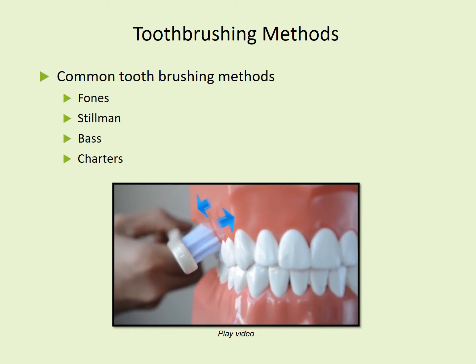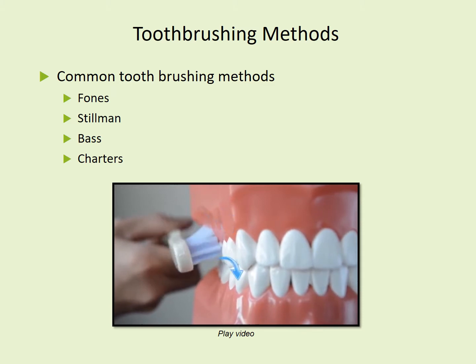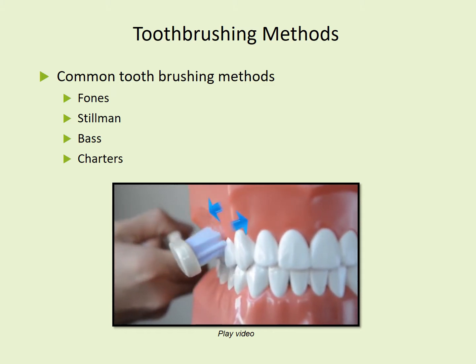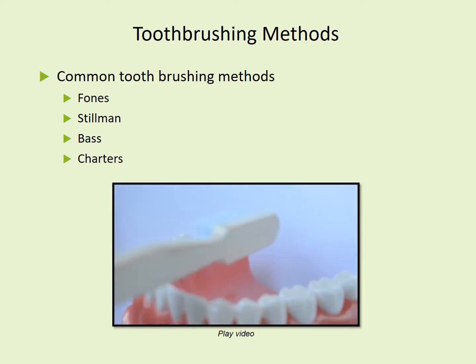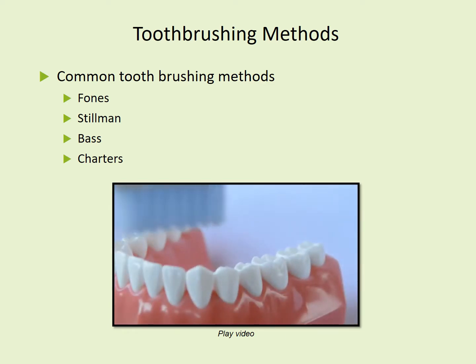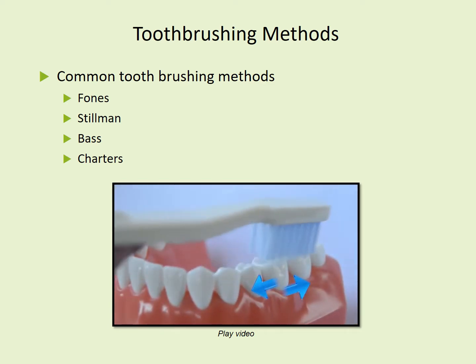Next, vibrate the bristles with slight pressure to stimulate the gums. Then sweep towards the edge of the teeth. Repeat for the inside surface of the tooth. For the chewing surfaces, gently use a back and forth motion.